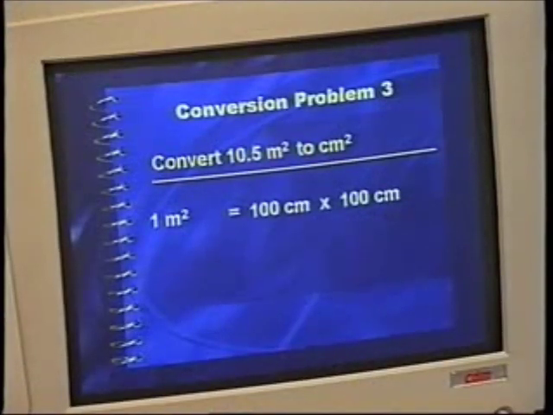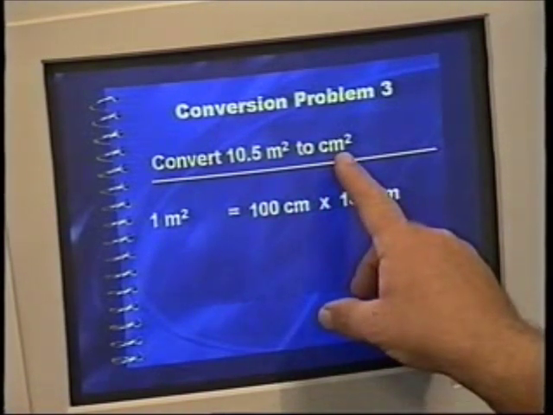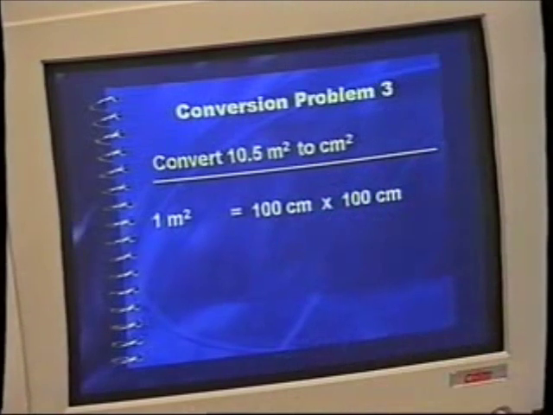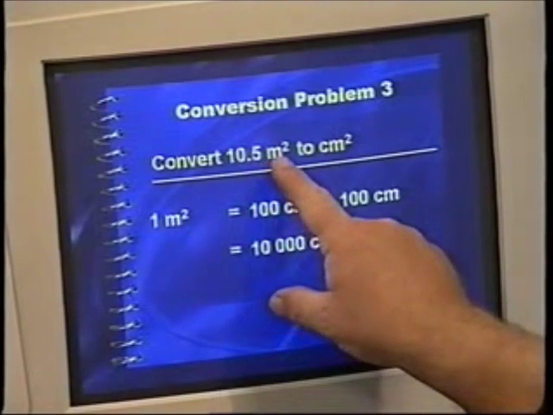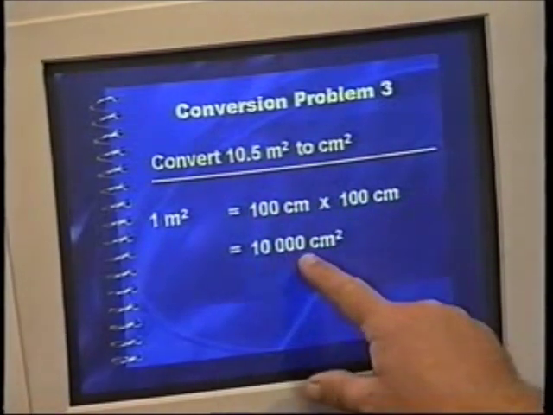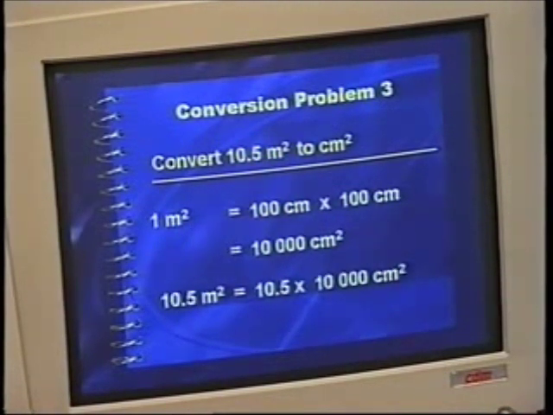Typical problem here. We've got 1 square meter as 100 centimeters times 100 centimeters, so I'm already changing to the squared there. So that's going to be 10,000 squared centimeters. And then finally we want to have 10.5 square meters, so that number there has to be multiplied by the 10.5 to obtain in the end 105,000 squared centimeters. And that's the same way it works in problem 4.